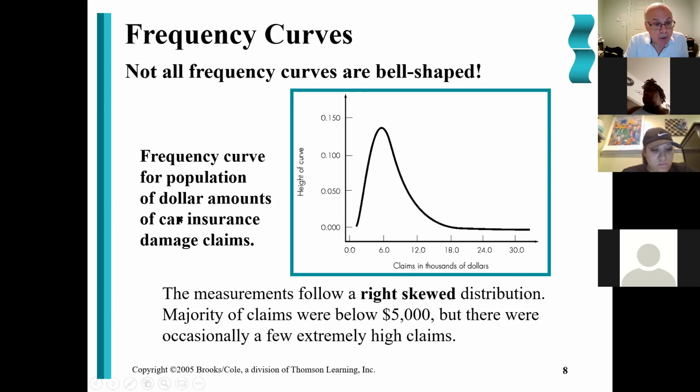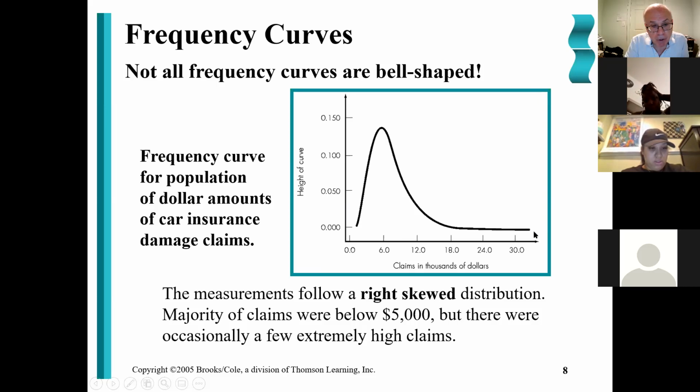Or in this case, it's car insurance damage claims, but usually money-related things are skewed to the right. Unusually large numbers are down here. And this is a case where the mean, the average, is going to be bigger than the median. I think somebody asked last time, where's the median? Is it 6? Well, it's probably something a little bit bigger than 6. It's probably somewhere between 6 and 12. The mode would be at 6. That'd be the most frequent one.